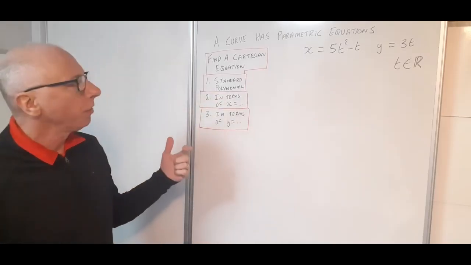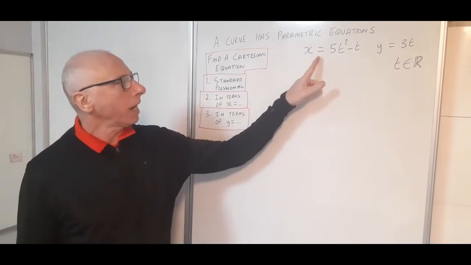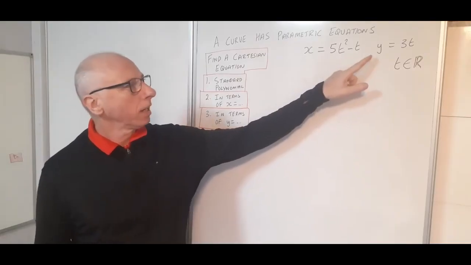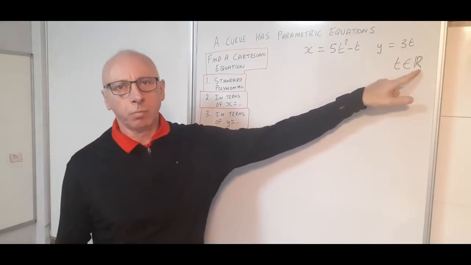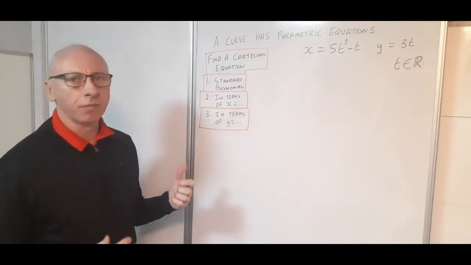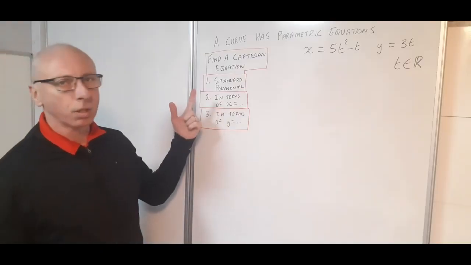So here we've got a curve which is in a parametric form. It's x equals 5t squared minus t and y equals 3t. And our parameter t is for all real numbers. What we want to do here is to find three examples of a Cartesian equation.